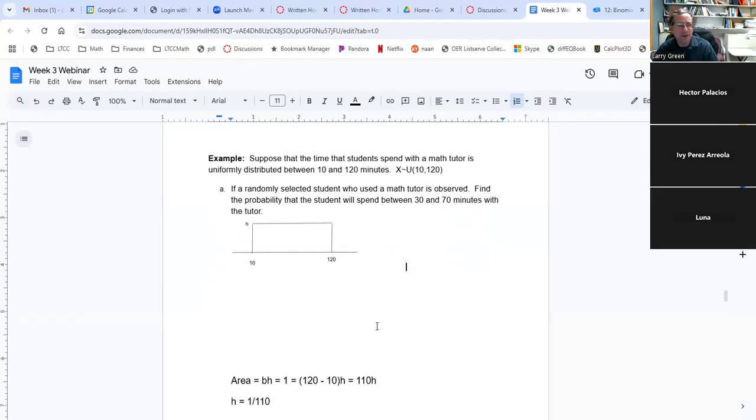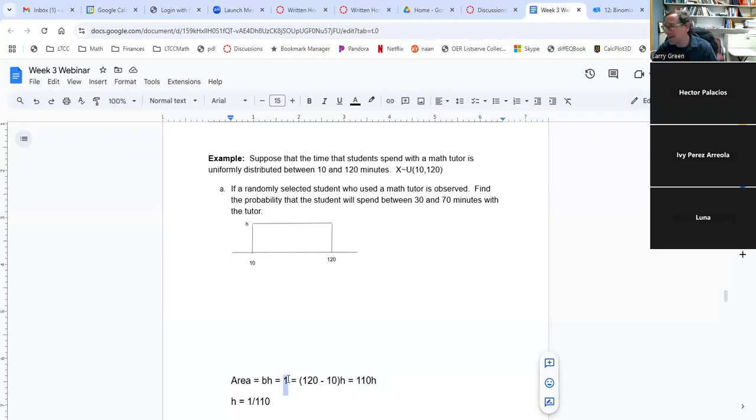Okay, so we need to find this probability. So what we do is we write down the area. Remember, the area is the base times height. I'm going to use B and H. And that's equal to 1 for the whole rectangle. The base, well, it goes from 10 to 120. To find how wide that is, you take 120 and you subtract 10. The height is H. 120 minus 10 is 110. So we get 110H equals 1.